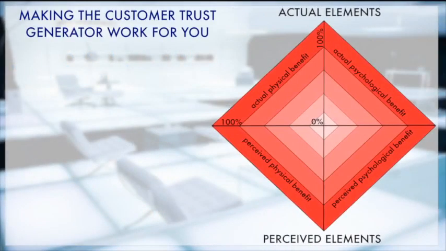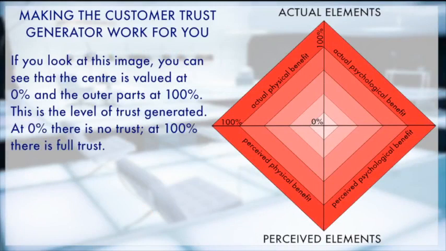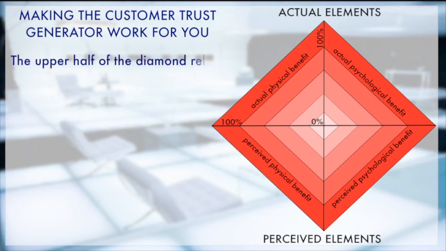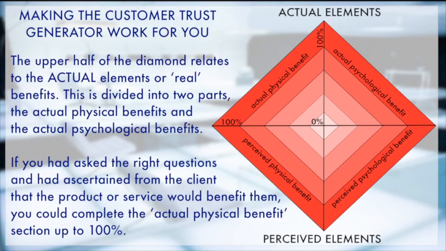Making the customer trust generator work for you. If you look at this image, you can see that at the center it's valued at 0% and the outer parts at 100%. This indicates the level of trust generated. At 0% there is no trust at all, and at 100% there is full trust. This is divided into two parts: the actual physical benefits and the actual psychological benefits.